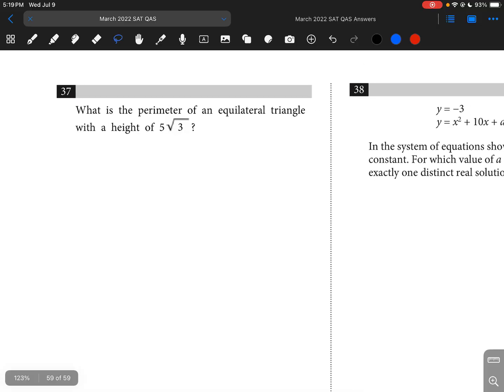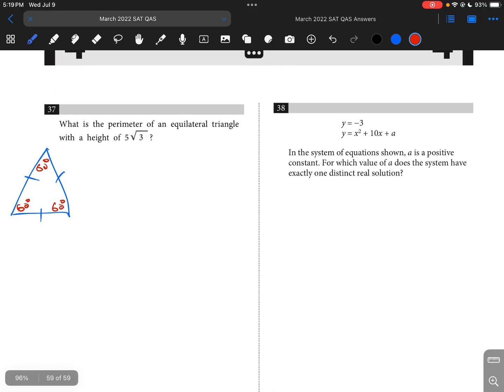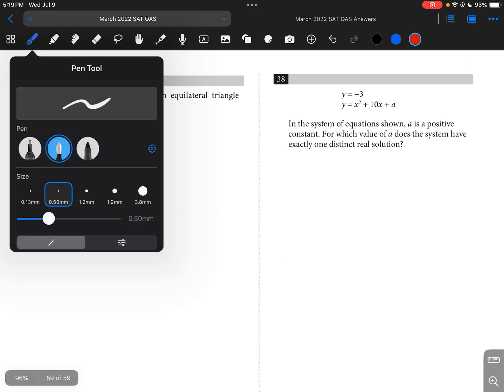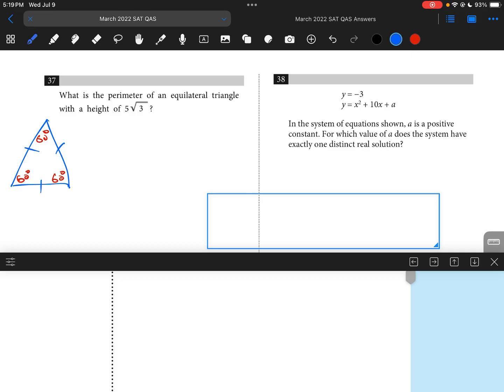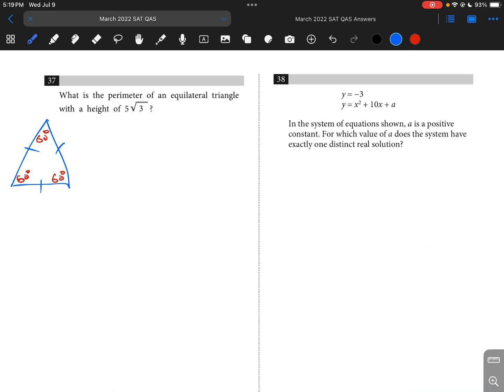Okay, for 37, what is the perimeter of an equilateral triangle with a height 5 root 3? Okay, well, equilateral triangle just means that each of these sides are equal and that each of these angles are 60 degrees, because all triangles have to add up to 180 degrees. And we're also given the height is 5 root 3. So if we break this up into half of a triangle, we can see some pretty interesting information.